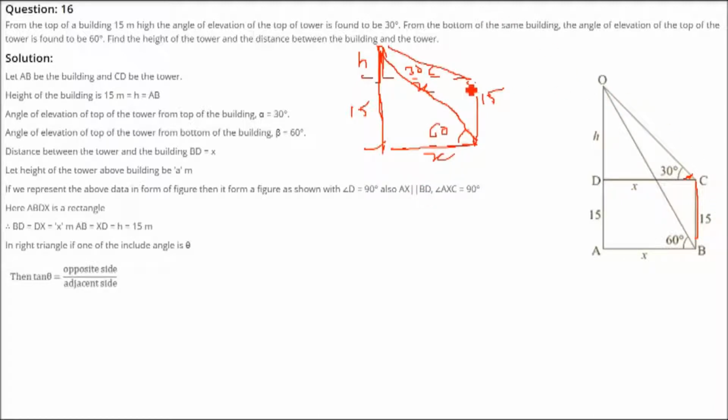So let me take the first triangle first, the smaller triangle, this one. So tan 30, sorry, tan 30 is h by x. tan 30 is 1 by root 3, equal to h by x. So you get x as h root 3. This is our first equation.